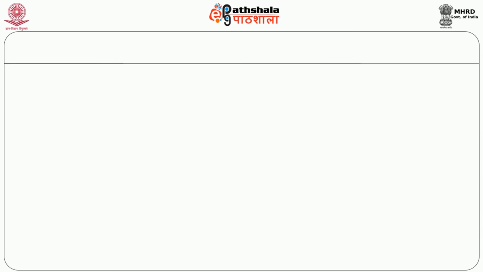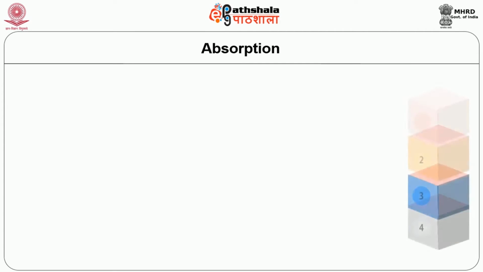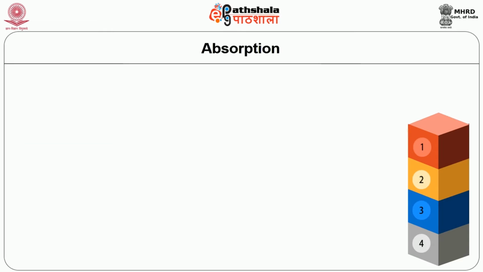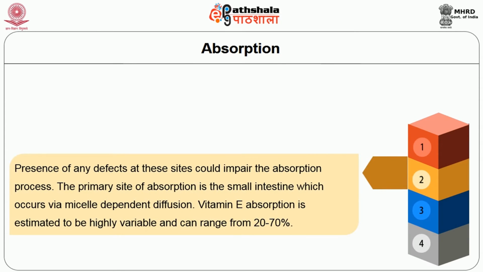Okay. Now, having known about the major food sources, let us know about its absorption. Generally, the efficiency of absorption of vitamin E is low in humans. The absorption of free alcohol forms of tocopherol and their esters are highly dependent on adequate pancreatic function, biliary secretion, micellar formation, uptake into enterocytes, and chylomicron secretion. Presence of any defects at these sites could impair the absorption process.